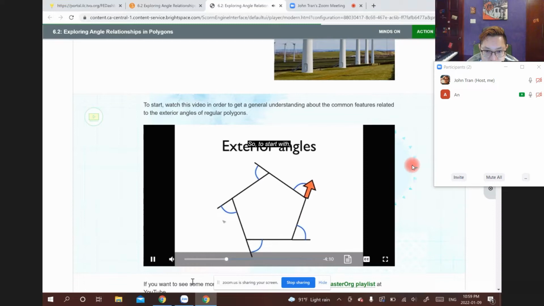So, to start with, I've now rotated that red arrow anti-clockwise through the first exterior angle. So it's rotated through that first exterior angle. Now I'm not going to change the direction that the arrow is pointing in. I'm just going to move it to the top vertex of that polygon now. The next thing I'm going to do is rotate that arrow anti-clockwise through the second exterior angle.